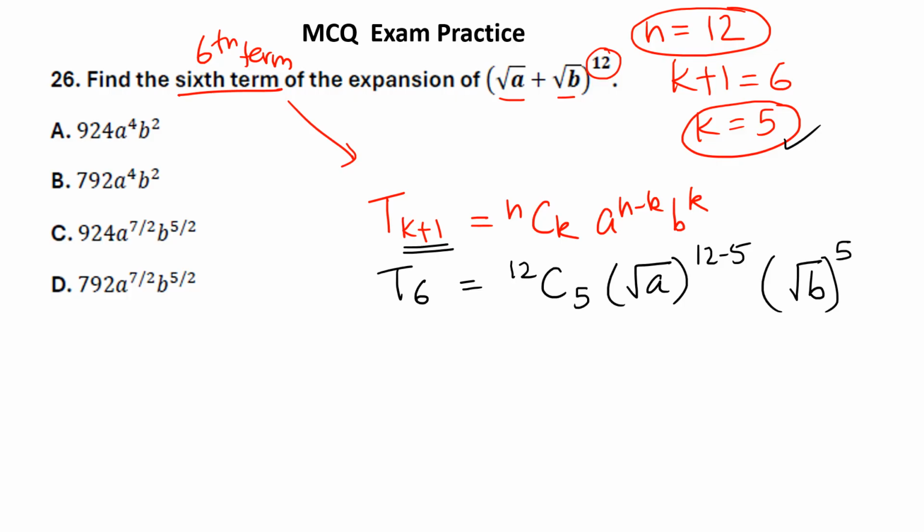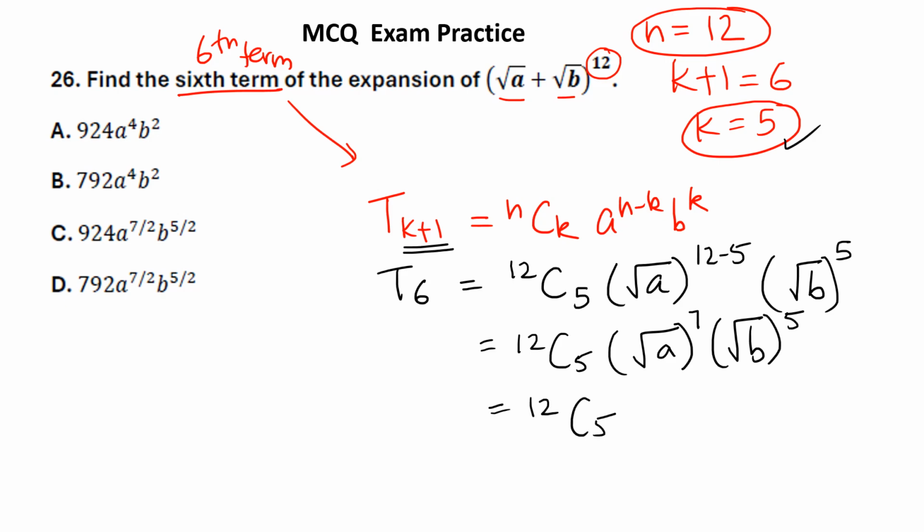Okay, now I will simplify this a little bit. 12C5, so this is square root a, power is 12 minus 5, 7, square root b, power is 5. Now if I convert radical to exponential, this is index 2 because it is square root, so I can convert the radical to a fractional power: a to the power 7 by 2 and b to the power 5 by 2. Now the only thing we need to find in the question is this value.